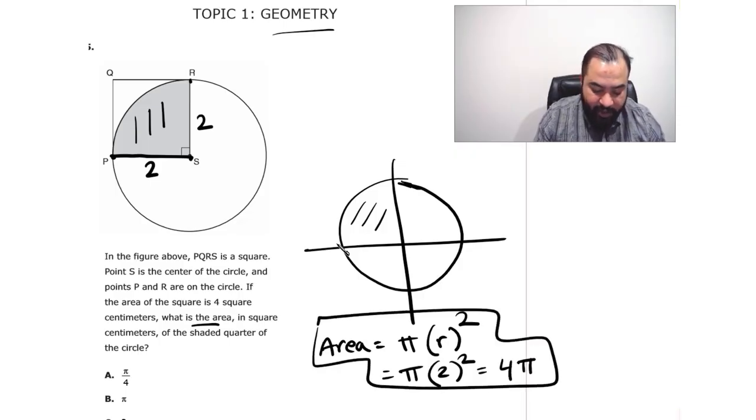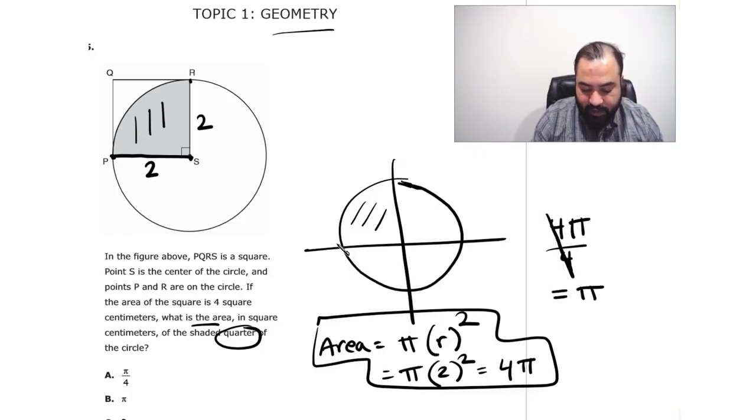Now 4 pi would be the area of the whole circle, but they asked for the area of the quarter circle, 1/4 of it. So quarter means you divide 4 pi by what? By 4. Here 4 and 4 cancel out, so the answer is just pi.